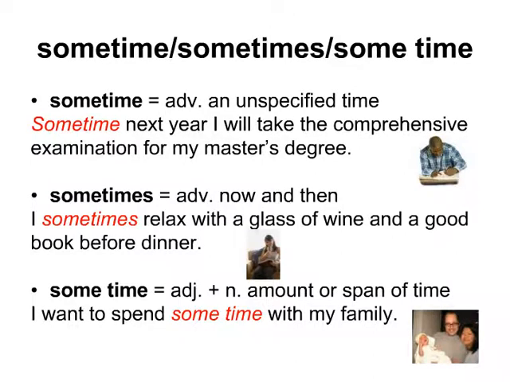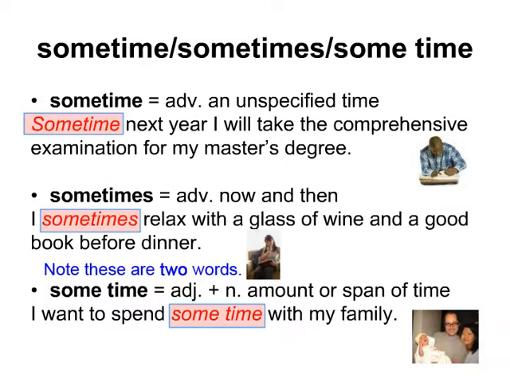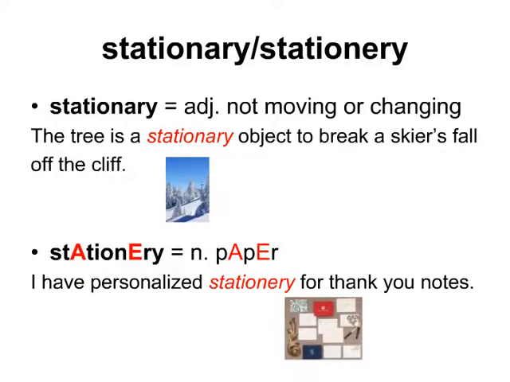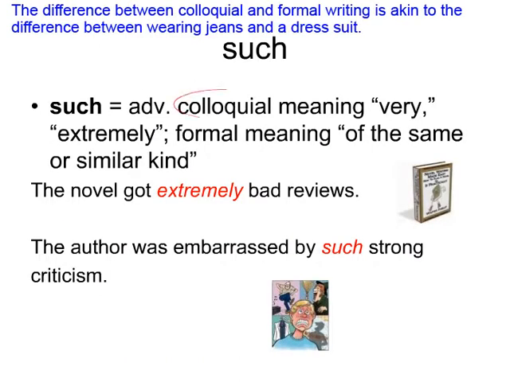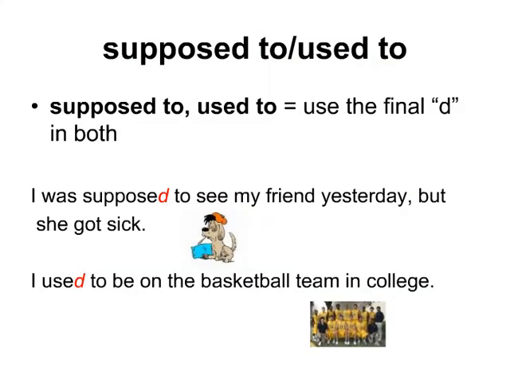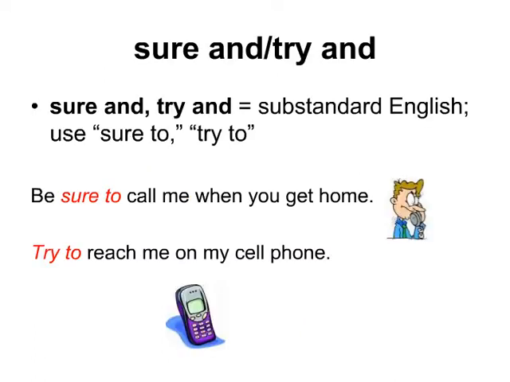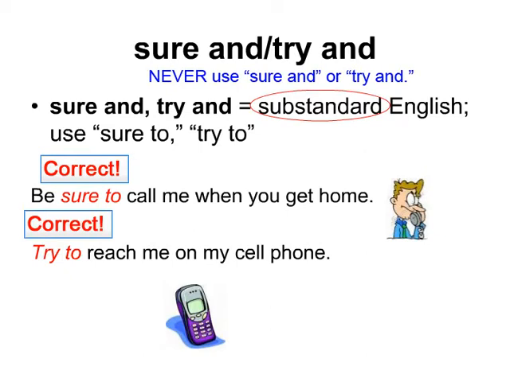Look at the examples to see how sometime, sometimes, and sometime as two words are used. Stationery has two different spellings and two different meanings. I keep them straight by associating the A and E with paper. Don't use such to mean very or extremely in formal writing. People often omit the final D on the verbs supposed and used when followed by to. Use the standard sure to and try to forms.